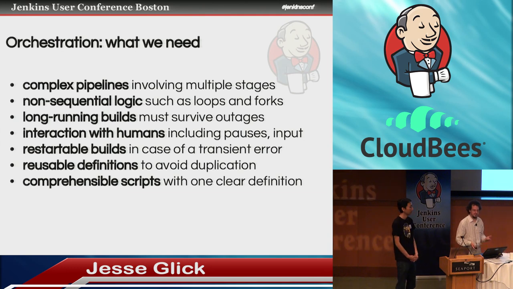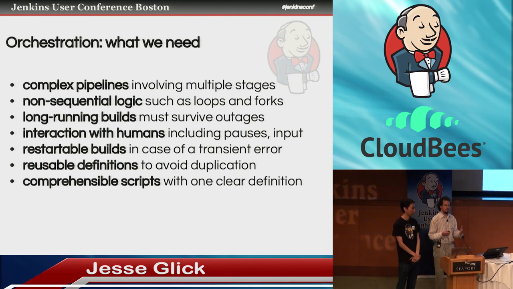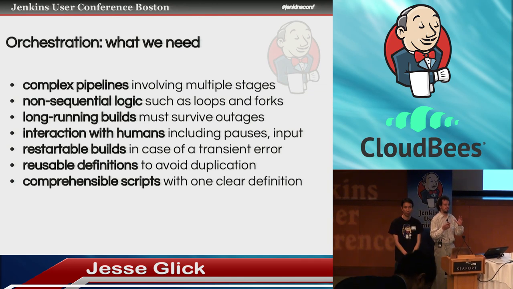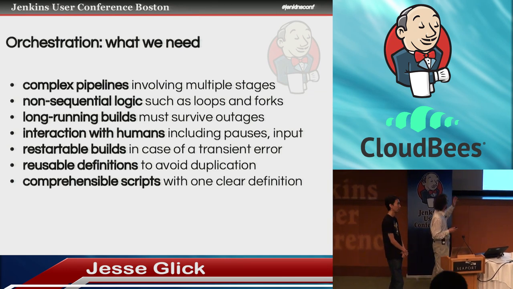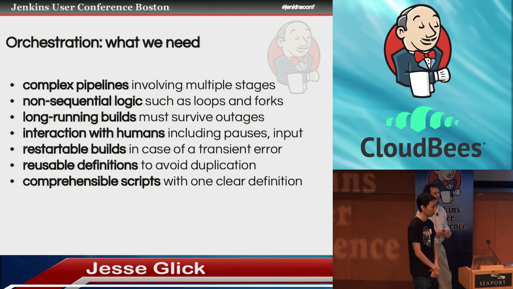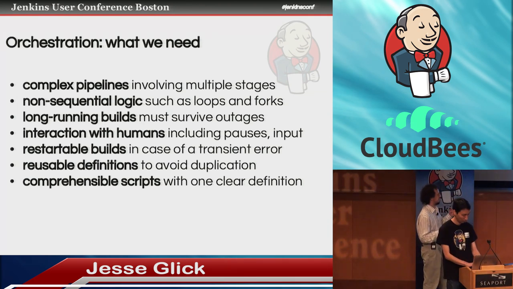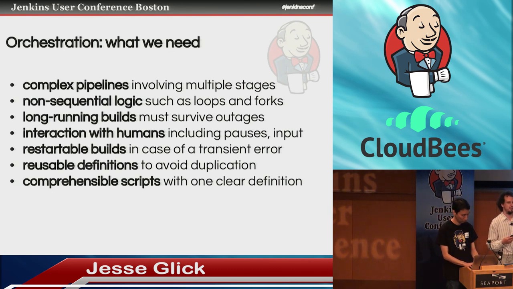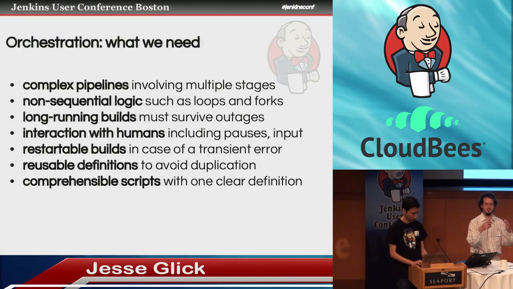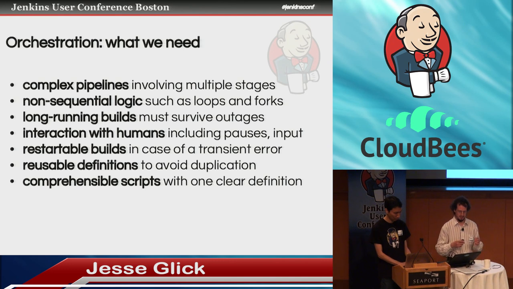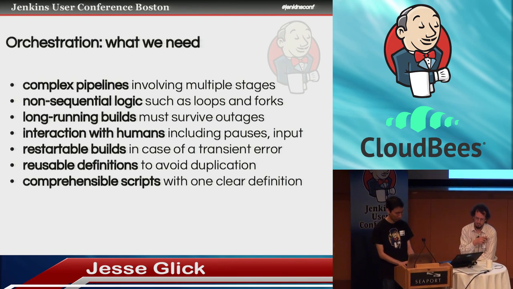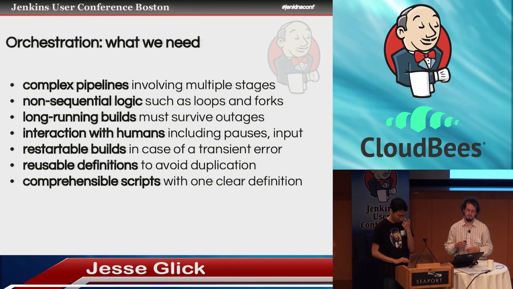So just a quick list of things that we need if you want to orchestrate a bunch of build steps into one complex flow. It has a few different characteristics that we saw coming up in different situations. First of all, it would just be complex. You'd have different stages that you need to break your flow into. Sometimes people needed to do things in a loop or fork the execution and run some things in parallel. One very important aspect is long-running builds.